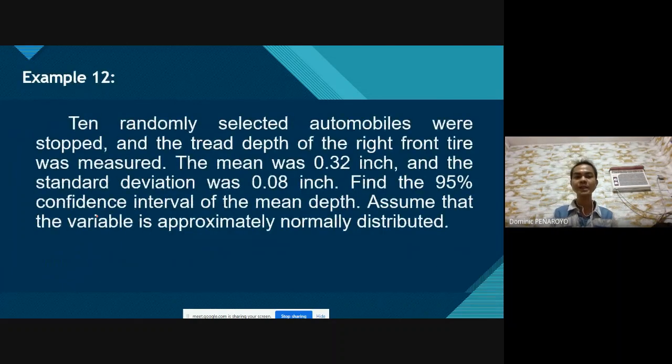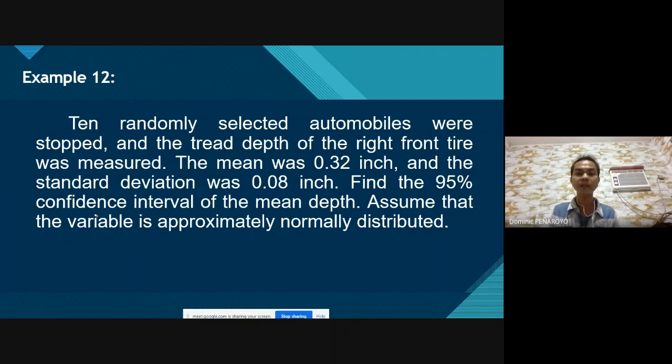All right, so let's proceed with another example. Here, we are presented with the mean and sample standard deviation. Next, 10 randomly selected automobiles were stopped and the tread depth of the right front tire was measured. The mean was 0.32 inch and the standard deviation was 0.08 inch. Find the 95% confidence interval of the mean depth. Assume that the variable is approximately normally distributed.